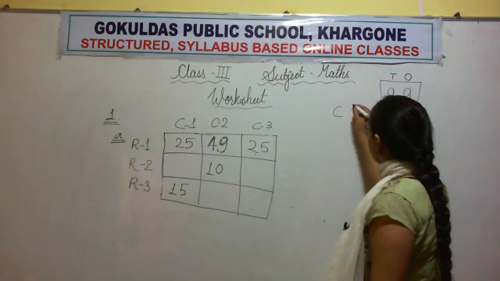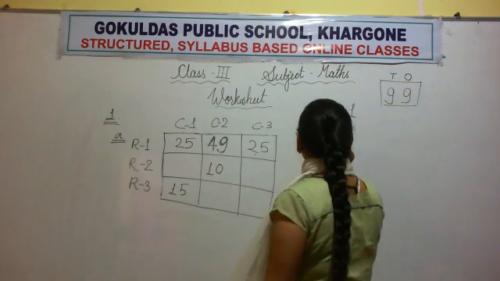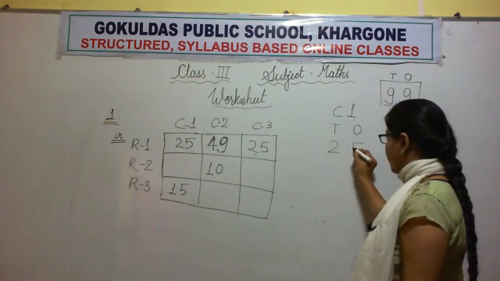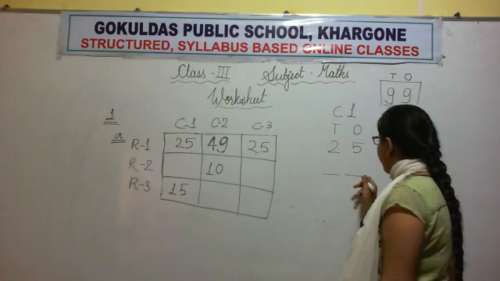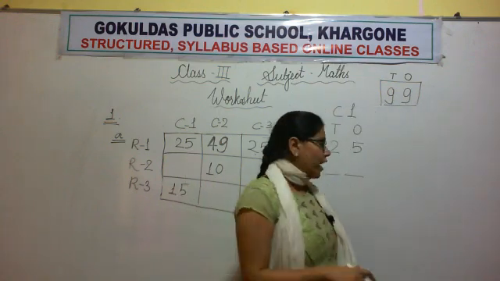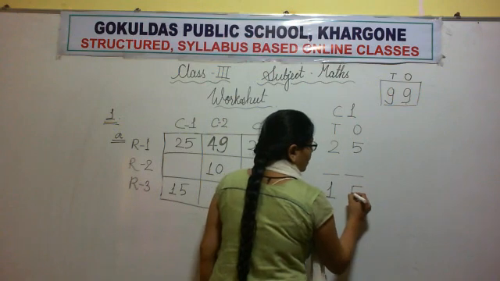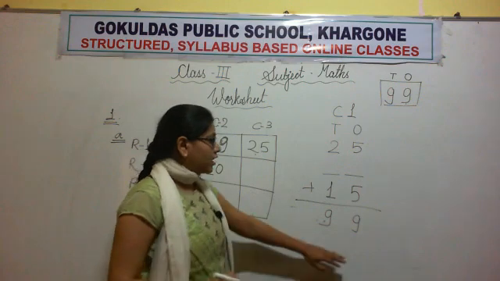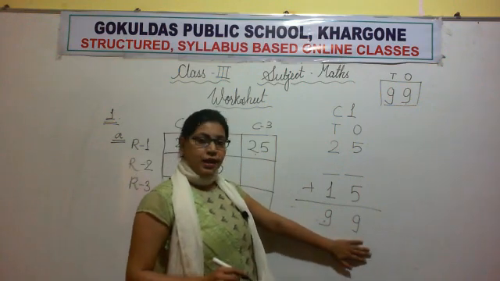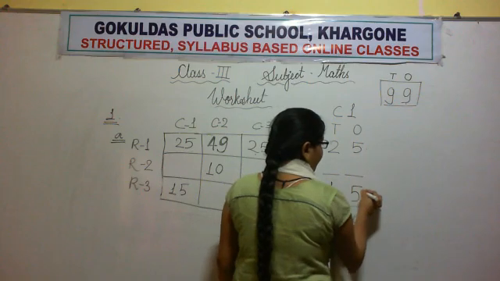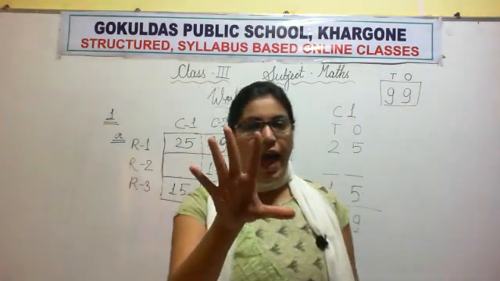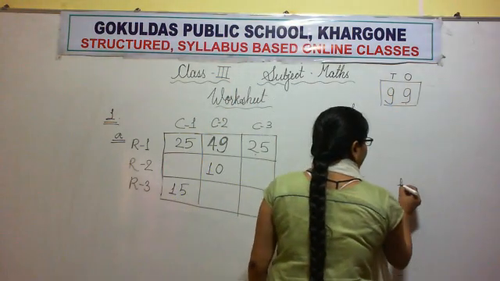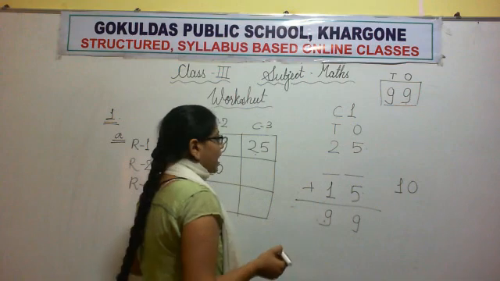So column 1, tens and ones. The first number is 25. The second number we have to find out, and the third number is 50. And we know the answer is 99. This is what we are trying to bring. Okay, so again 5 and 5 there. 5 plus 5. Very good. 10. The same happened in our next case also here.